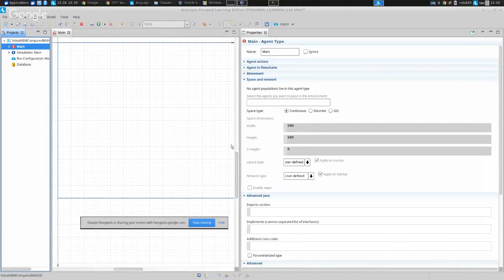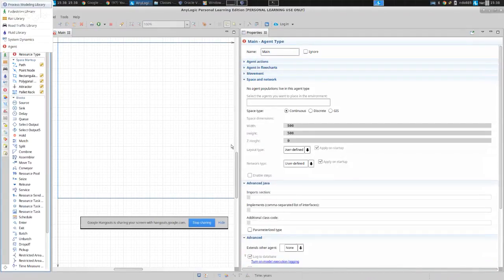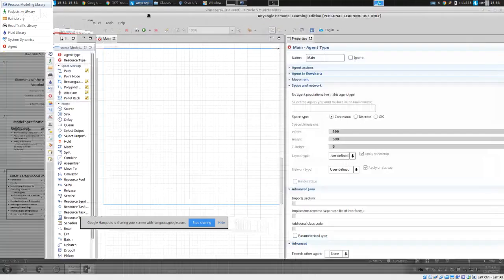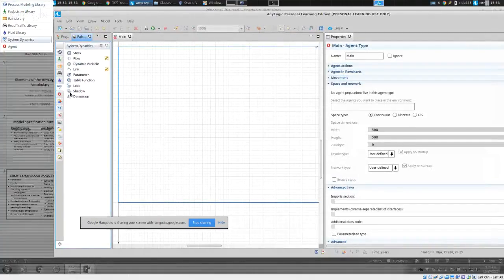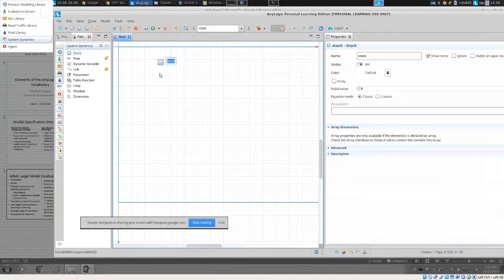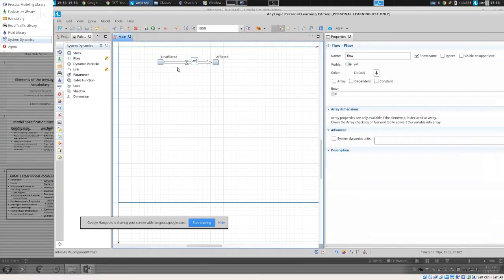Okay, so ladies and gentlemen, the first thing we're going to add will be old hat. Okay, I'm going to go to the system dynamics area. I'm going to drag a stock in. These will be unafflicted people. These will be people unafflicted by some condition, and these will be afflicted people. Okay, and I'm going to drag a connection between them, which will be called affliction, okay? I'm abstracting away from what malady I'm characterizing.